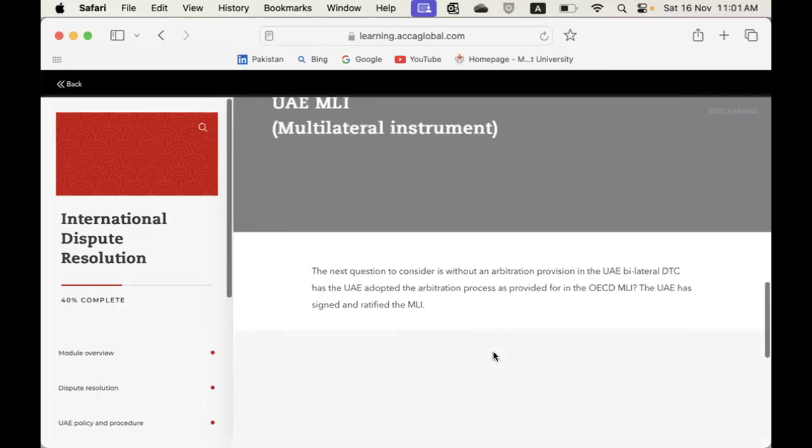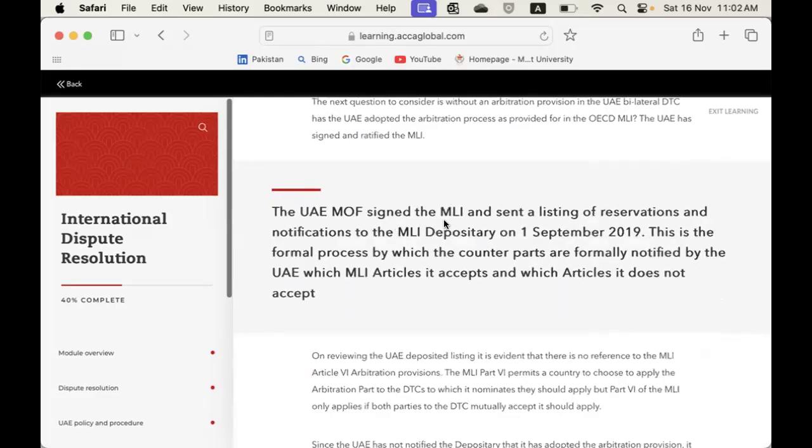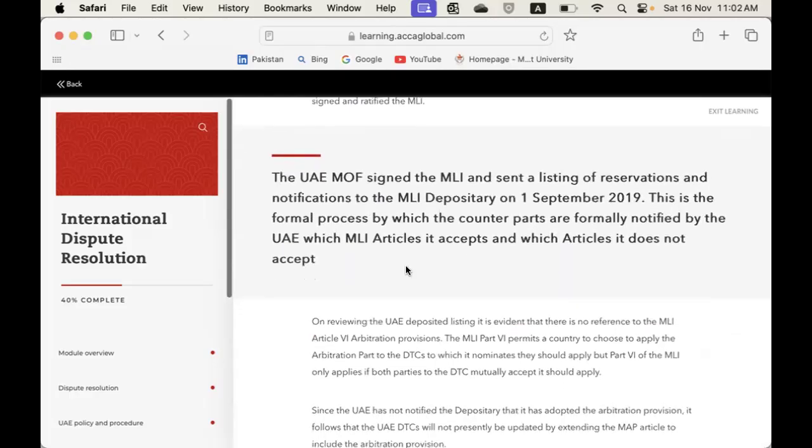Now, the UAE MLI, the UAE multilateral instrument. The UAE Ministry of Finance signed the MLI and sent a listing of reservations and notifications to the MLI depository on 1 September 2019. Again, I'm repeating that depository in this case means the Department of the OECD, where all the countries of the world deposit it when they sign. This is the formal process by which the counterparts are formally notified by the UAE which MLI articles it accepts and which articles it does not accept.